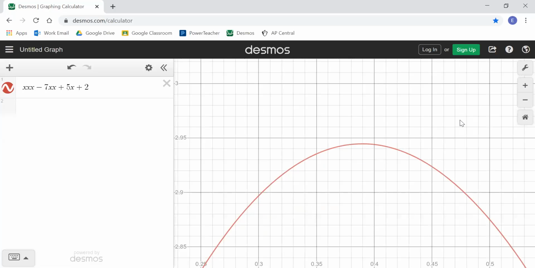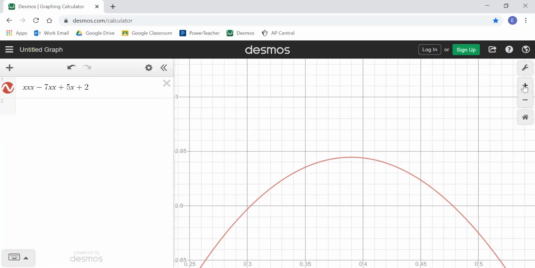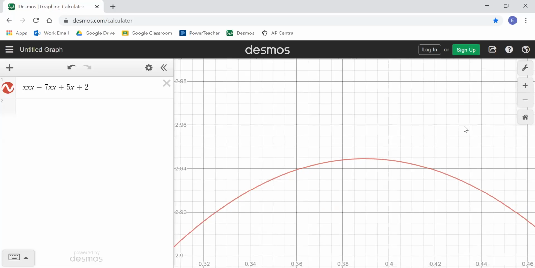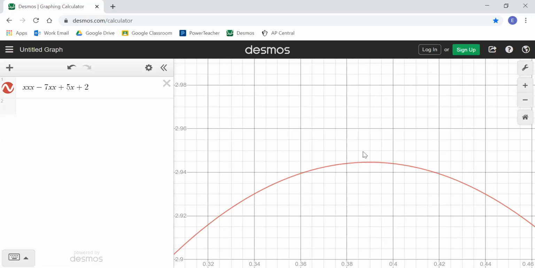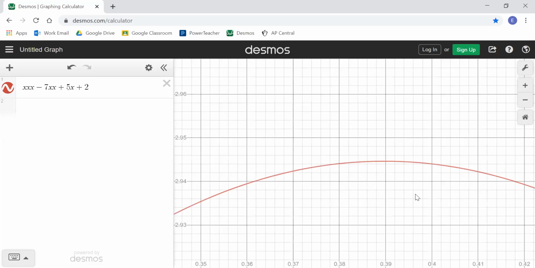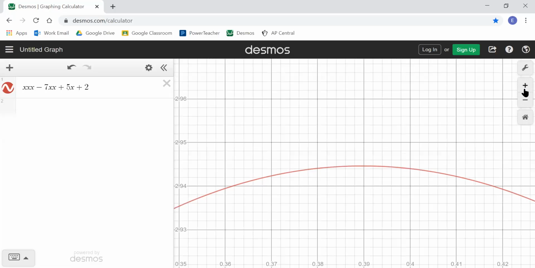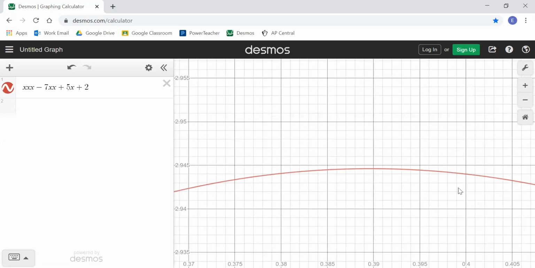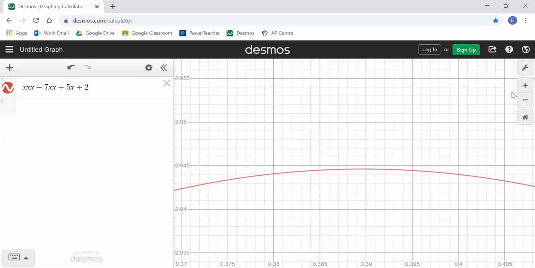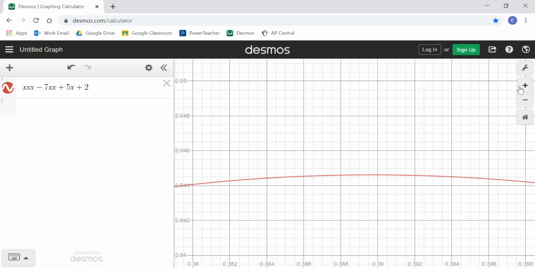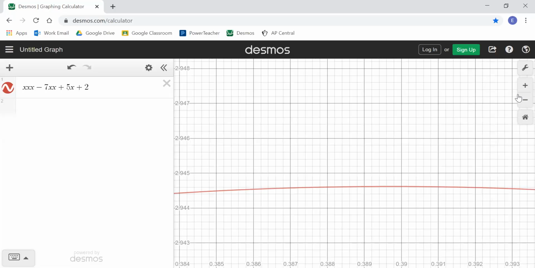How about now? No. Doesn't look any different? It looks a little different. I mean, it's flattening. Yeah, it's flattening. How about now? Just flatter. Yeah. How about now? Just getting flatter. How about now? Still getting flatter.